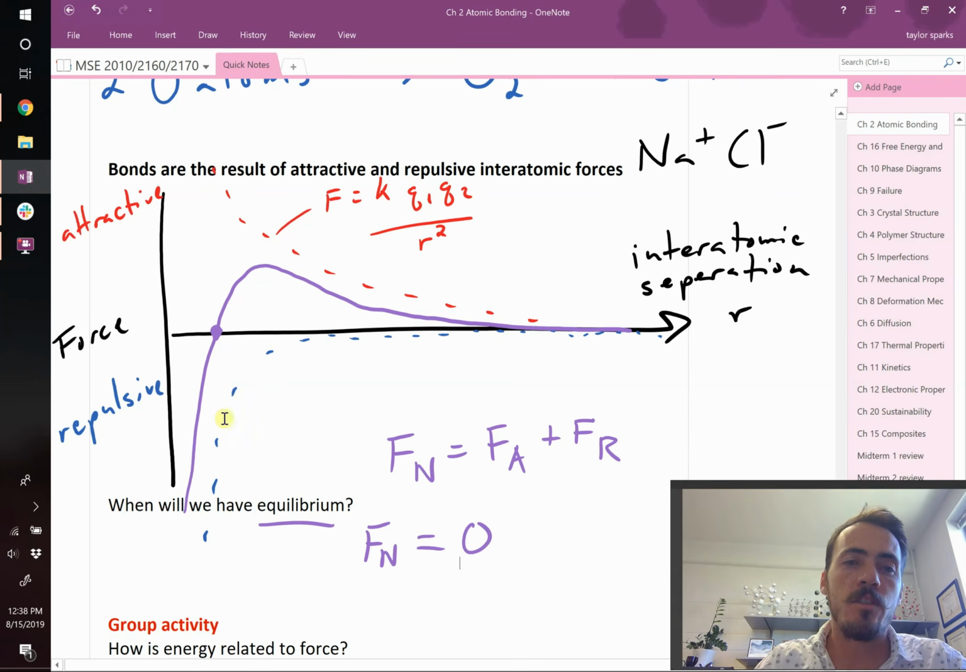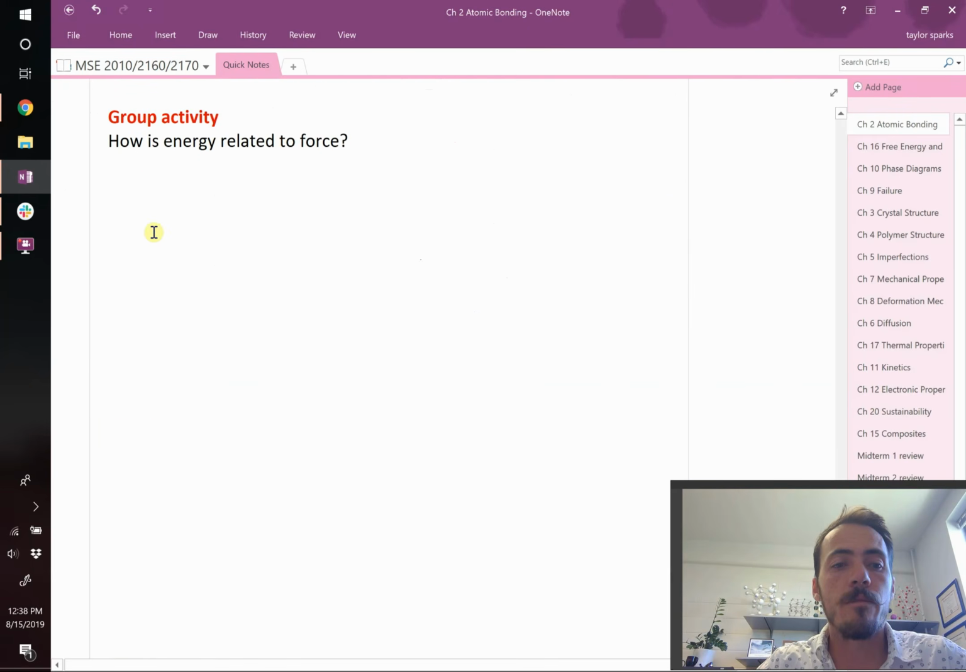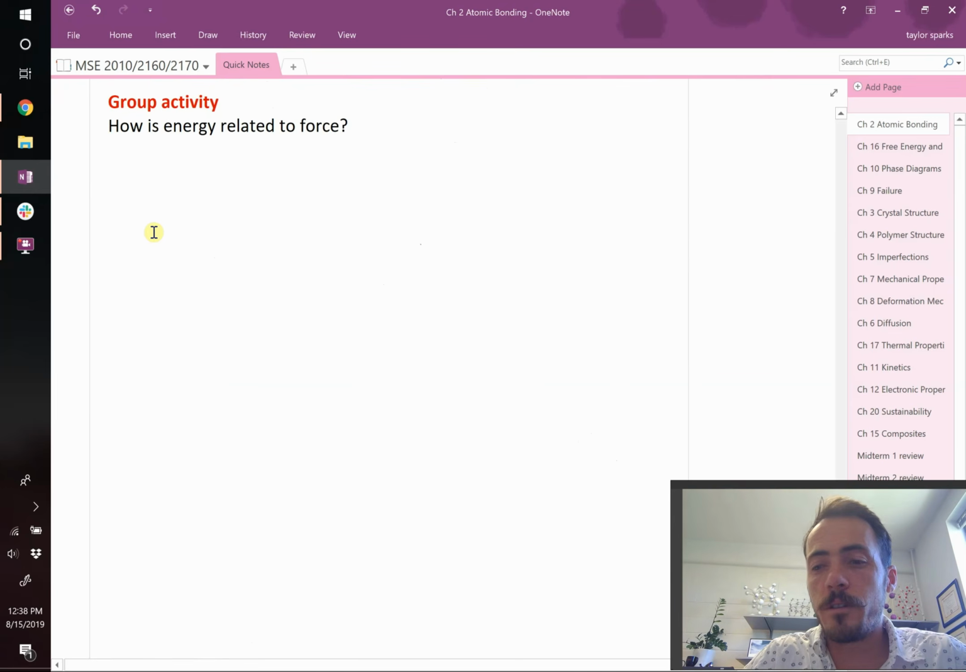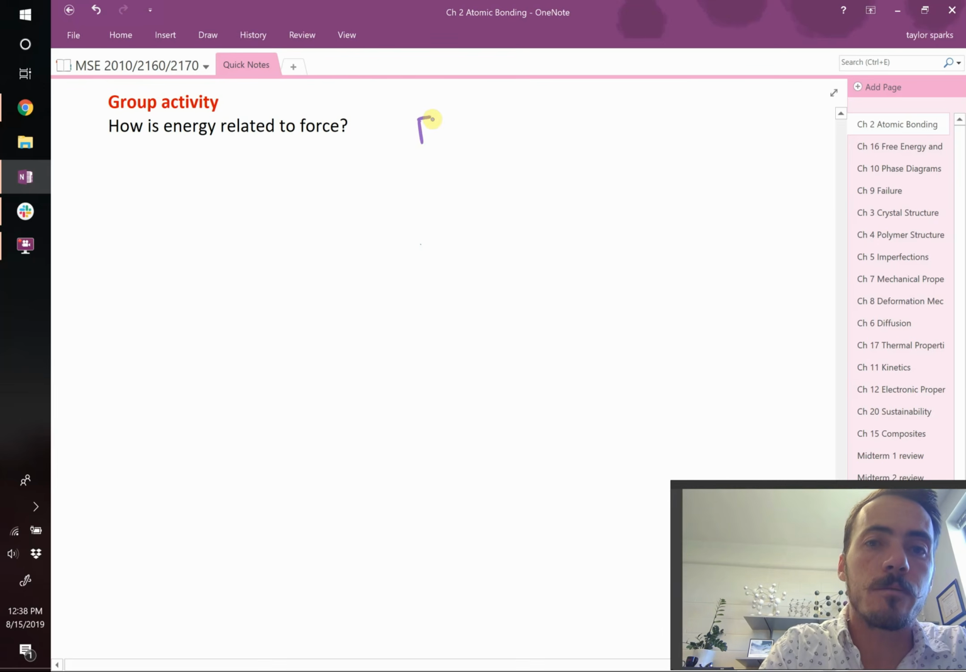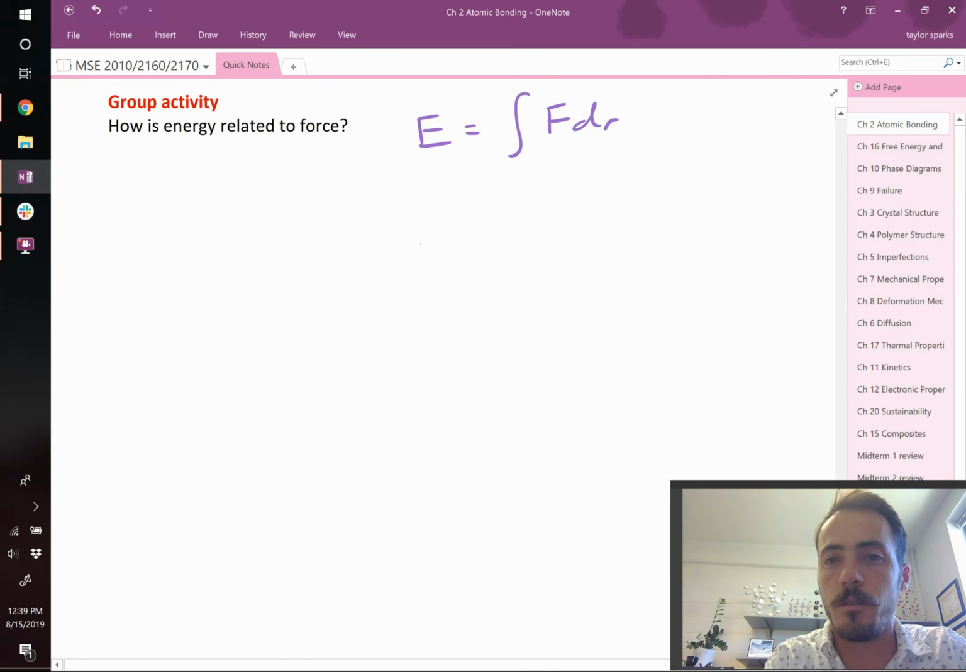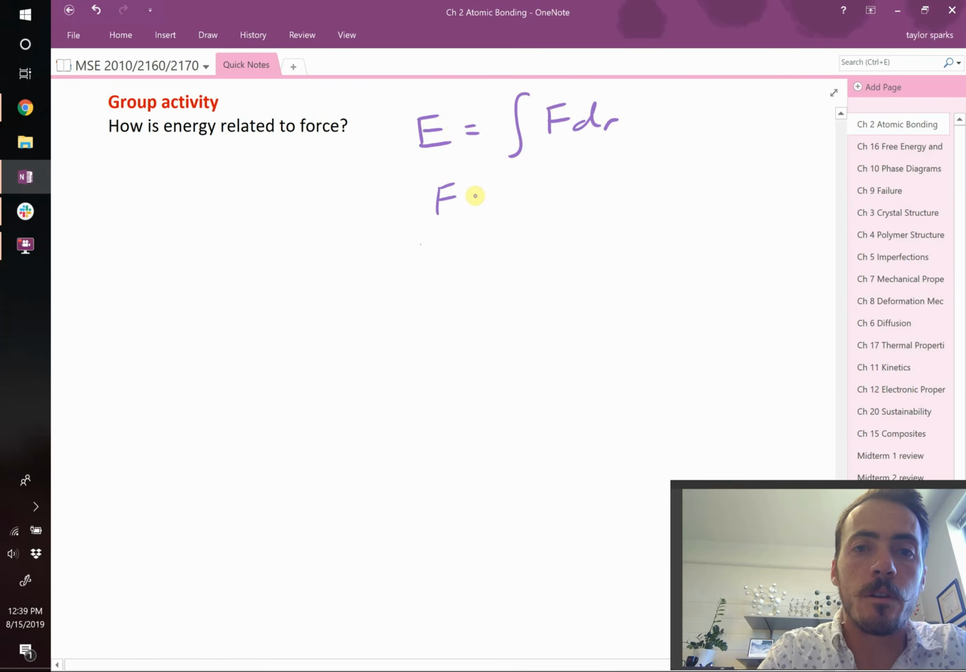Now, it's useful to think about things in terms of forces, but it's also really useful to think about them in terms of energy. So, quick question, how do we relate forces to energies? Remember, if you think way back to calculus, hopefully you saw this, or physics. Well, we know that energy is equal to the integral of force over distance. E equals the integral of F dr. Or, alternately, force equals the derivative of energy with respect to distance, okay?